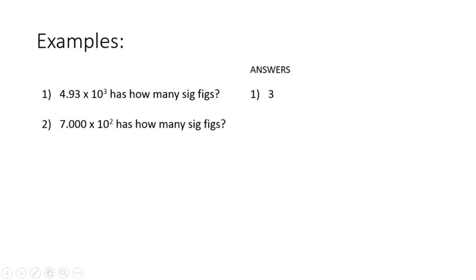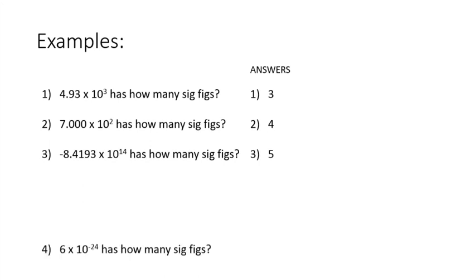Now, here's some examples. 4.93 times 10 to the third has how many significant figures? Well, if you counted the ones on the left, you'll see 4, 9, and 3, so therefore the answer should be 3. How about 7.000 times 10 to the second? It has 4, the 7 and all 3 zeros. Number 3, negative 8.4193 times 10 to the 14th has how many significant figures? Hopefully you answered 5.